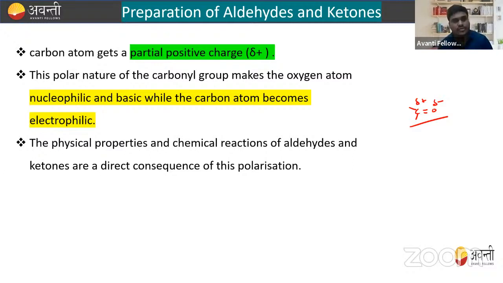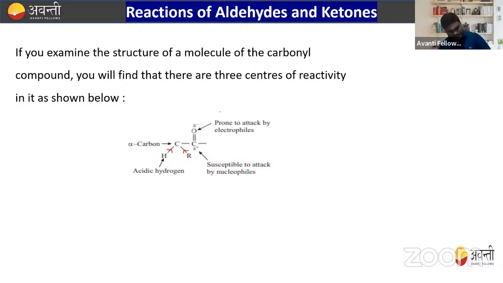So the carbon atom gets a partial positive charge. This polar nature of the carbonyl group makes the oxygen atom nucleophilic and basic, while the carbon atom becomes electrophilic. The physical properties and the chemical reactions of aldehydes and ketones are a direct consequence of this polarization. Now, in the reactions of aldehydes, you'll find there are three centers of reactivity. The oxygen is prone to attack by the electrophile. The carbon is susceptible to attack by the nucleophile, and there is also a very acidic hydrogen.